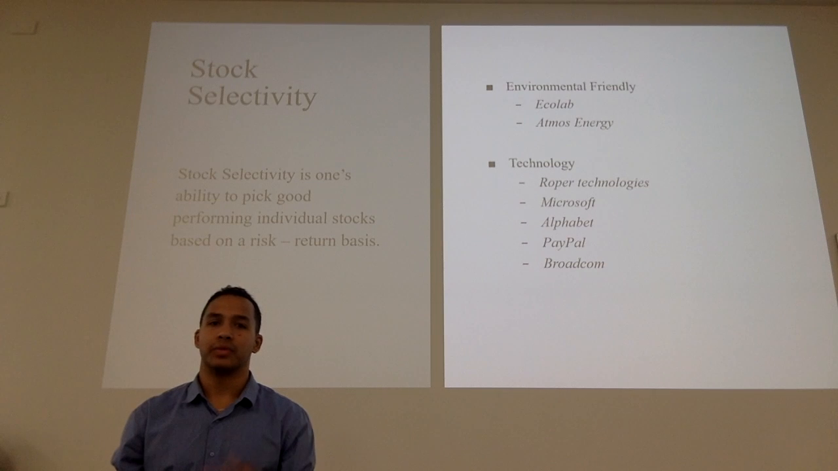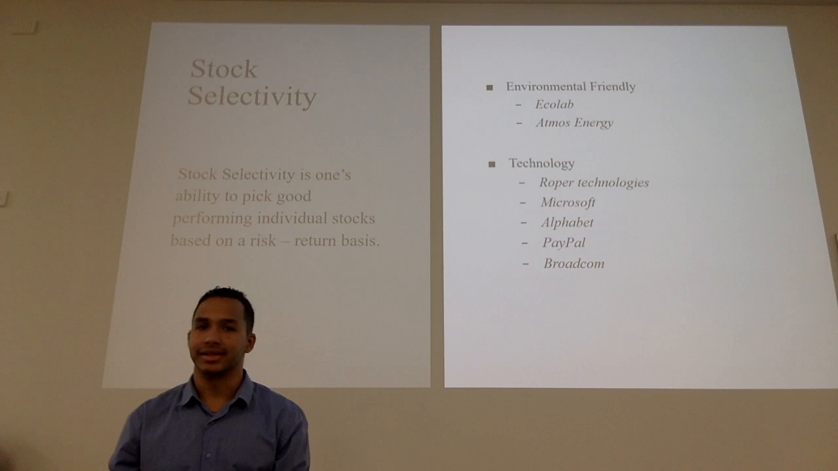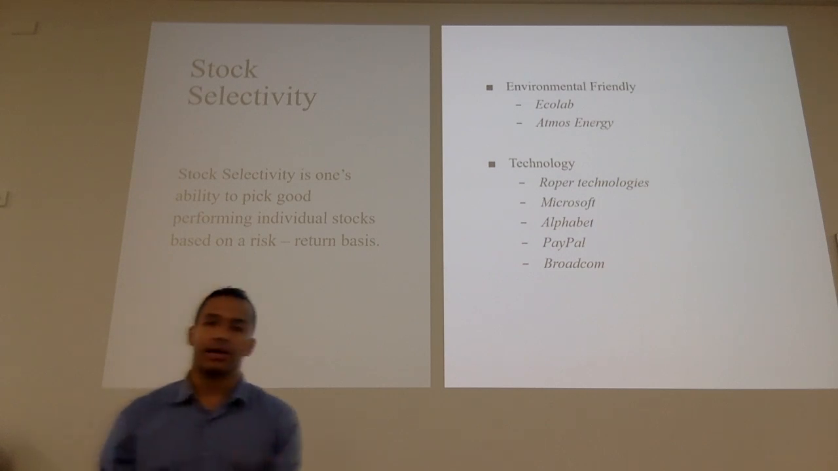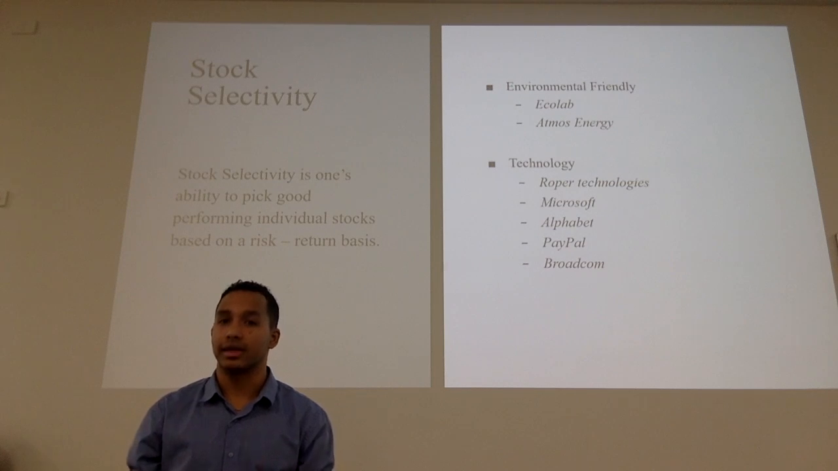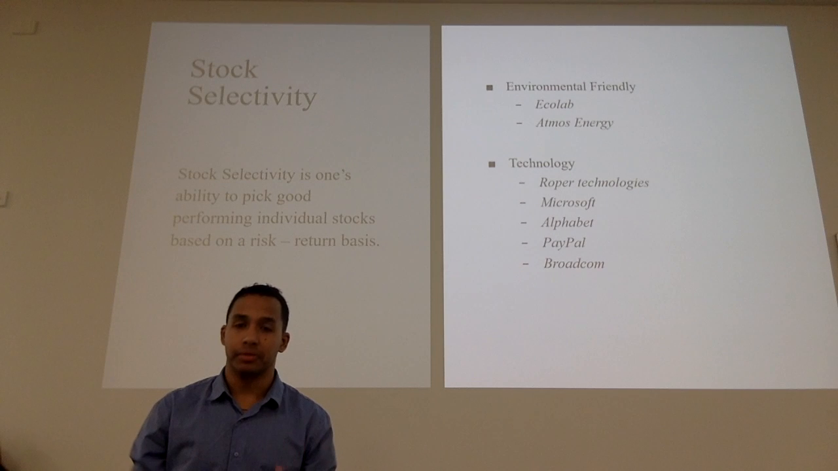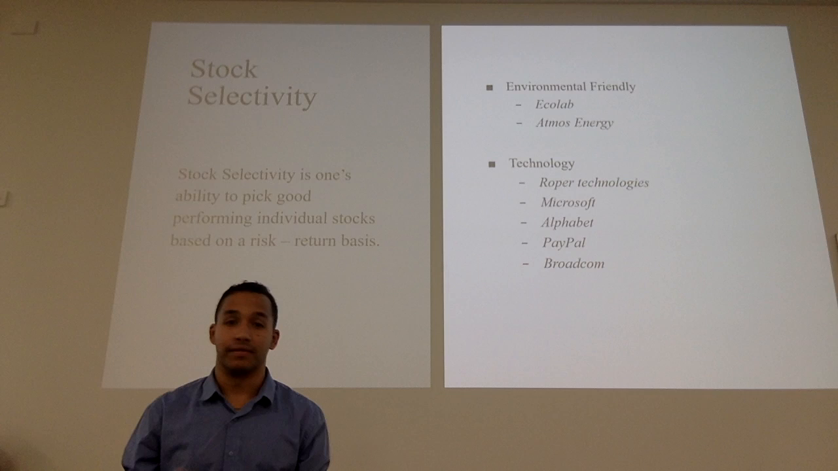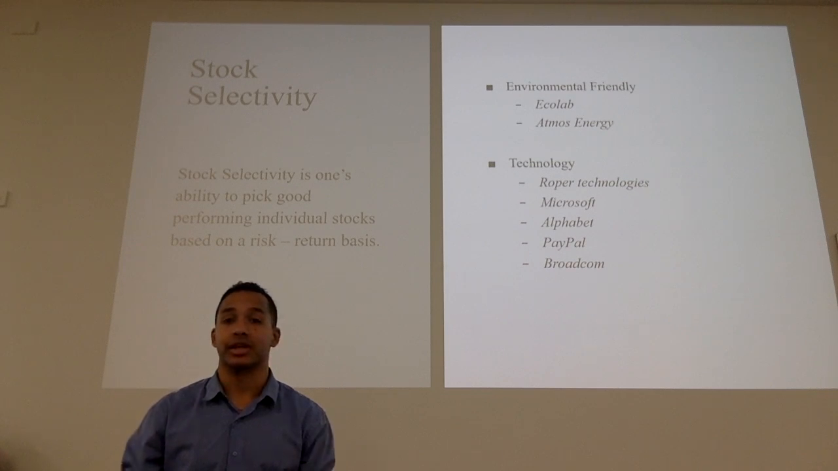Stock selectivity is one's ability to pick a good performing individual stock based on a risk and return basis. So with our clients' morals and values, we picked environmentally friendly stocks like Ecolab and Atlas Energy. This is because of the huge societal pressure currently, where people are looking for cleaner, greener energies and environments.